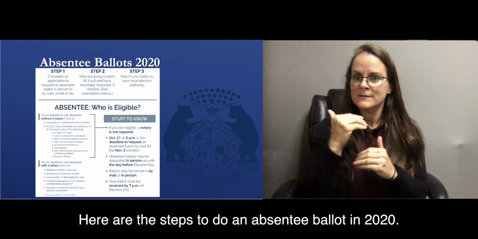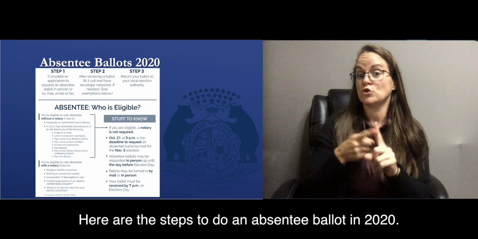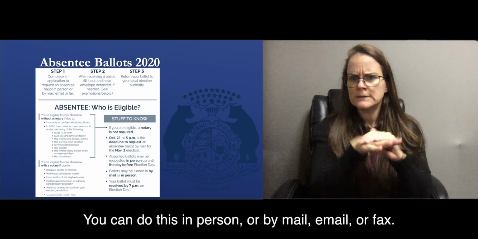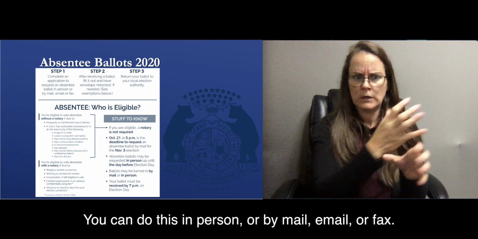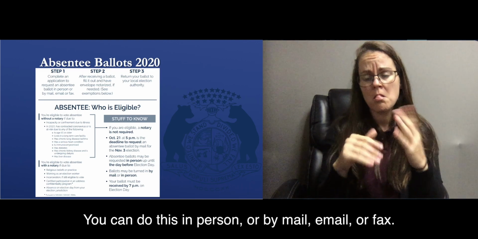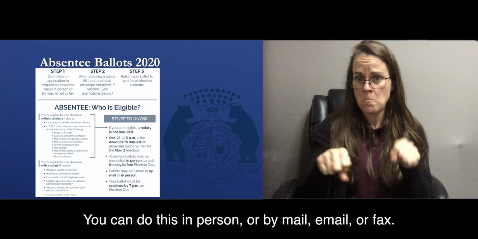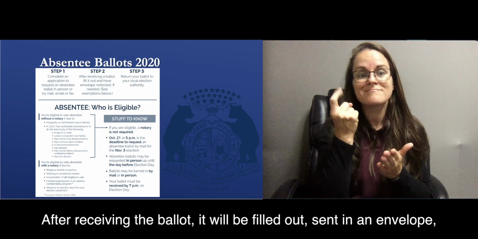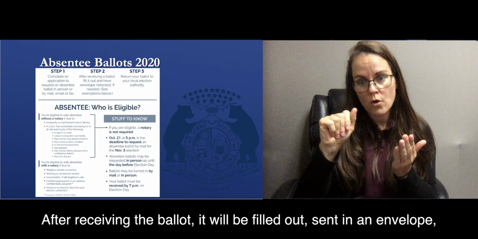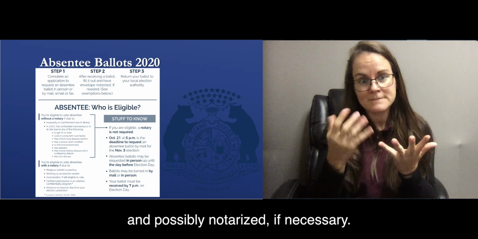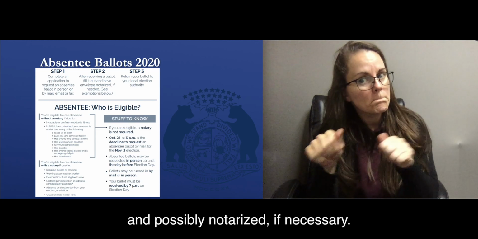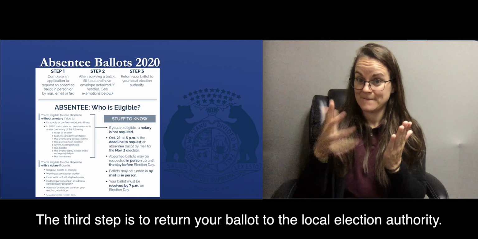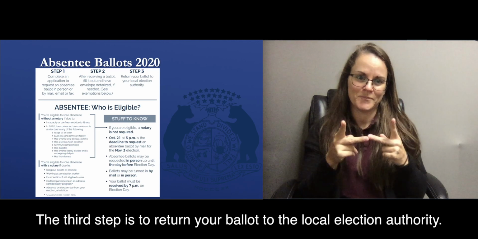Here are the steps to do an absentee ballot in 2020. First, you will need to complete an application to request an absentee ballot, either in person or by mail, email, or fax. After receiving the ballot, it will be filled out and sent in an envelope, possibly notarized if necessary. Now, the third step is to return your ballot to a local election authority.